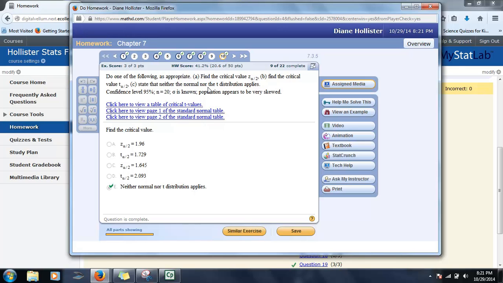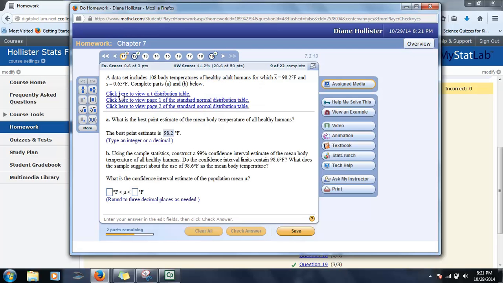So if we look here at this particular example, the confidence level is 95%, n is 20, sigma is known, that's good. However, the population is very skewed. Therefore, neither the normal distribution nor the t-distribution would apply.